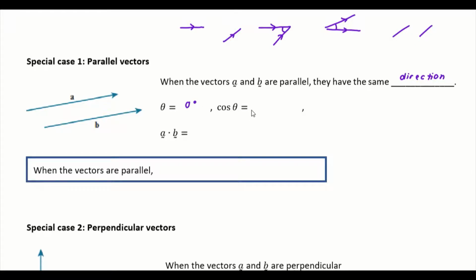When we use a calculator to solve, or if you remember some special angles, we know that if the theta is 0, then cos 0 is actually equal to 1.